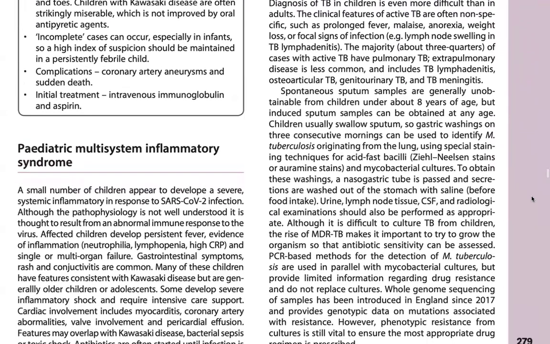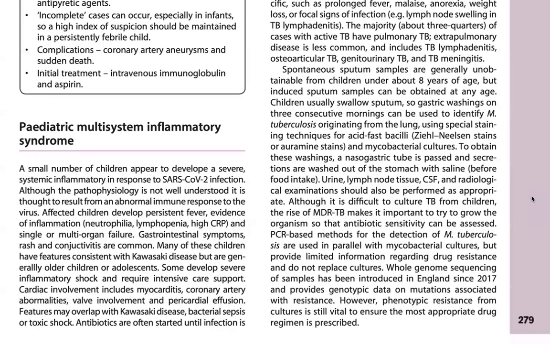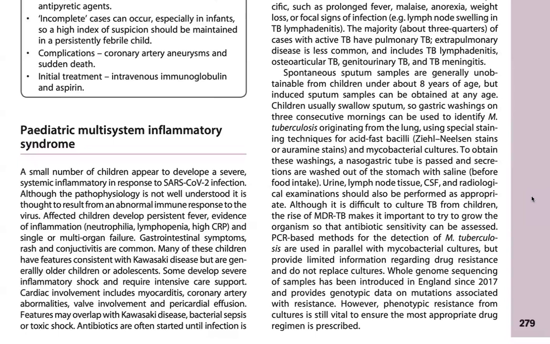Spontaneous sputum samples are generally unobtainable from children under about 8 years of age, but induced sputum samples can be obtained at any age. Children usually swallow sputum, so gastric washings on 3 consecutive mornings can be used to identify tuberculosis originating in the lung, using special staining techniques for AFBs, such as Ziehl-Neelsen or auramine stains, and mycobacterial cultures. Nasogastric tube is passed and secretions are washed out of the stomach with saline before food intake. Urine, lymph node tissue, and CSF should also be examined as appropriate.